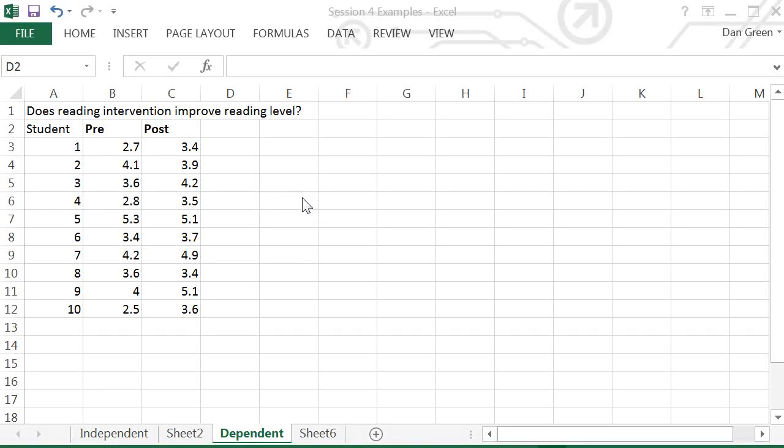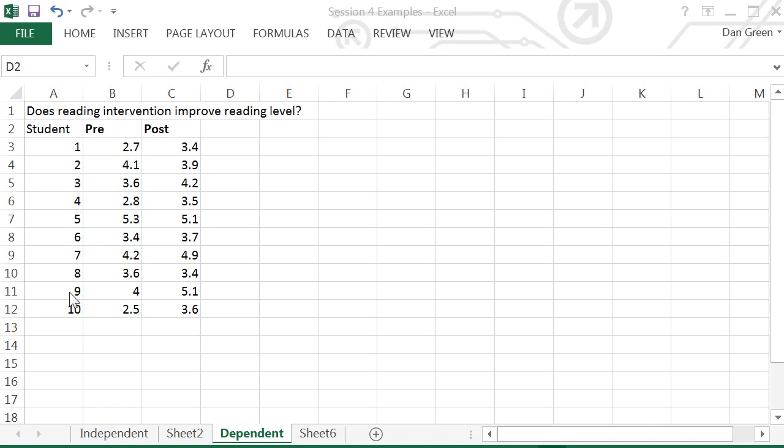We're looking at a dependent or related sample t-test here. The Blackboard video did a very good job with the t-test, but they did not do a summary for the results. So I want to make sure that you know how to do this summary, the paragraph summary of your results. In this example, we want to know, does reading intervention improve reading level?